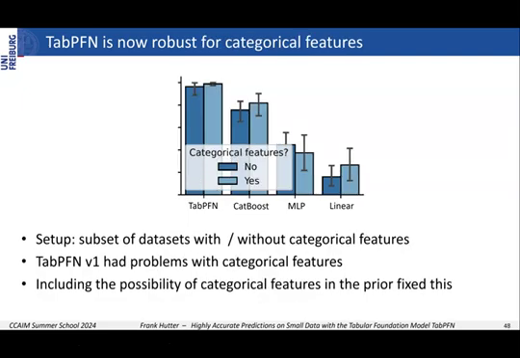Categorical features, again. The setup is subsets of data sets with and without categorical variables. CatBoost is particularly strong for categorical variables. MLPs are particularly bad. Linear models are also not so bad. And TAPIFN is actually even a bit stronger on the categorical data sets. And there it was just very much the work on the prior that helped us fix this.